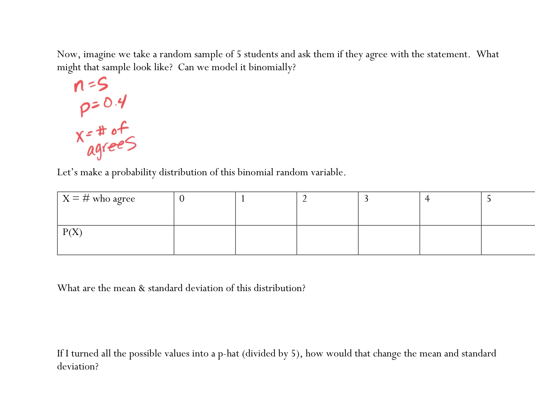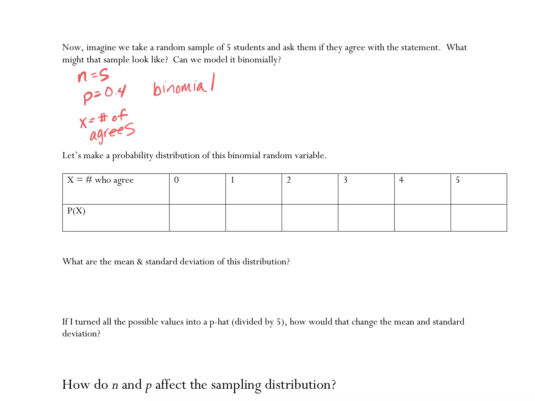What kind of variable is this right now? This is binomial. We have a set number of trials, right? You either agree or you disagree. Everybody with me? Okay. So, knowing that this is binomial, could we find the probability that 0 people said yes, that 1 person says yes, 2 people, 3 people, etc.?